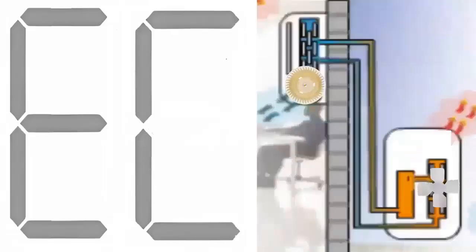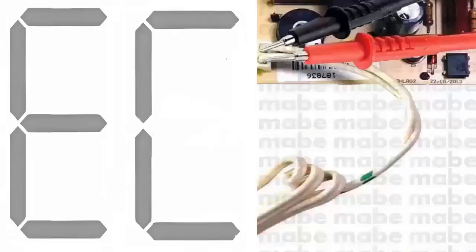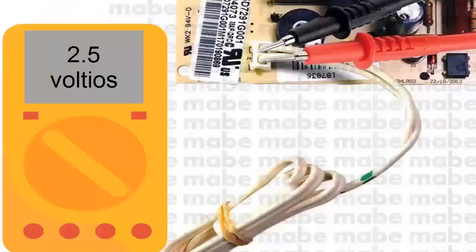G. With the sensor connected and the electronic board powered on, measure the voltage supplied by the board with a multimeter set to the DC voltage scale. This value should be around 2.5 volts.